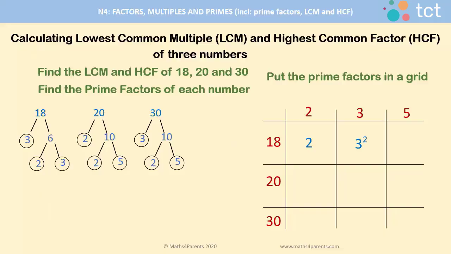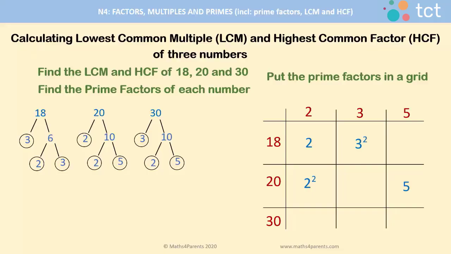Now moving on to the 20. How many 2's do we have in 20? There are 2 2's, so that's 2 squared. How many 3's? There are no 3's, we leave that blank. How many 5's for 20? There's one lot of 5, so we put that in there.